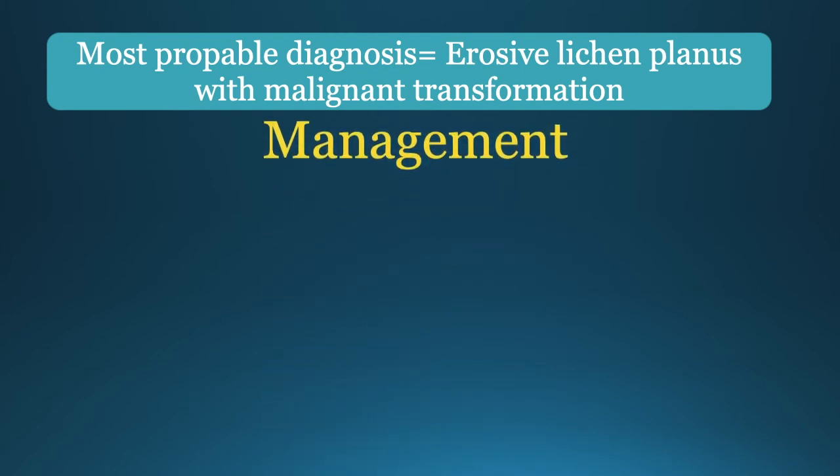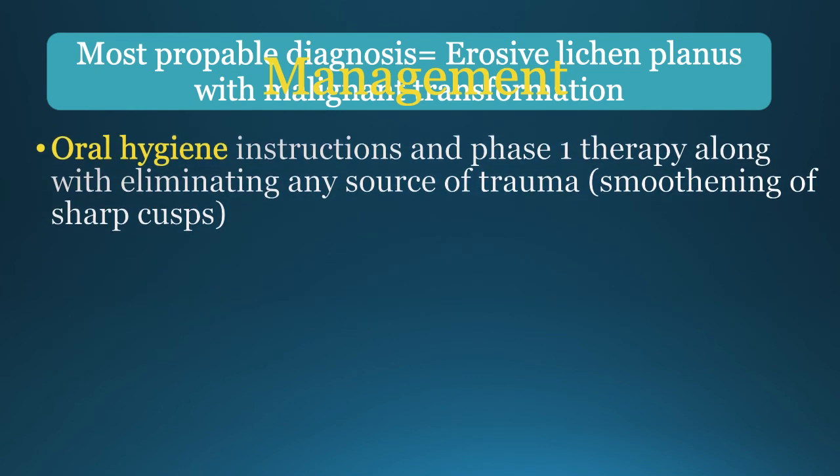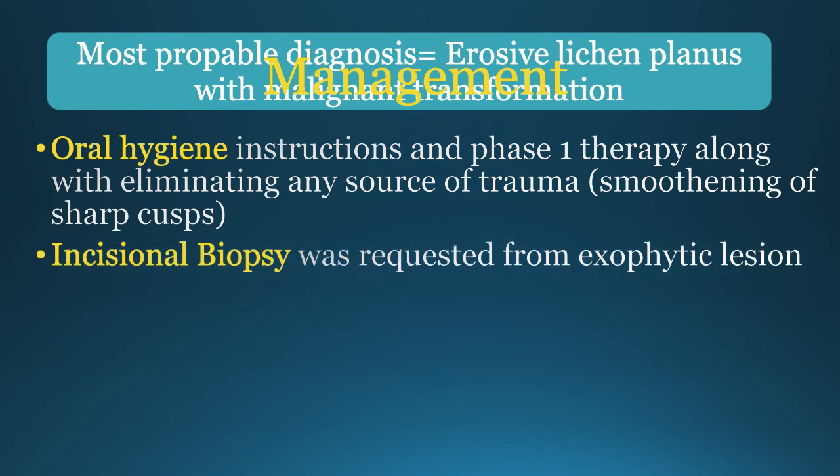So our management would be, first of all, to give the patient oral hygiene instruction, phase 1 therapy, removing any source of trauma, smoothing of sharp cusps, and then we should take an incisional biopsy from the exophytic mass. And why incisional, not excisional? Because we suspect malignant transformation, so we don't know where we should stop our excisional biopsy, because we don't know the extension of this lesion. So we should only take an incisional biopsy.